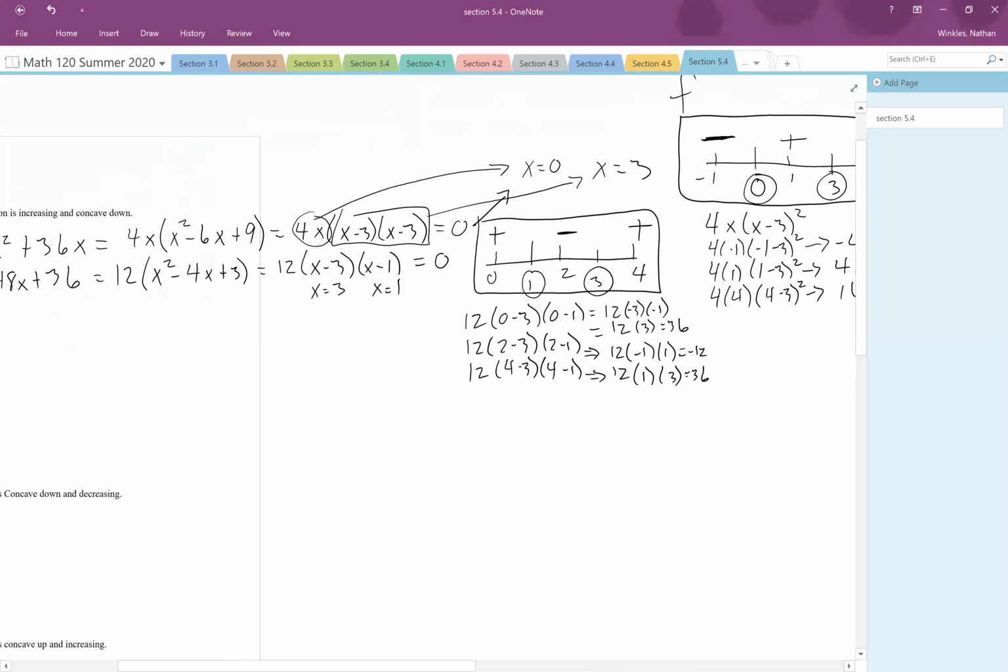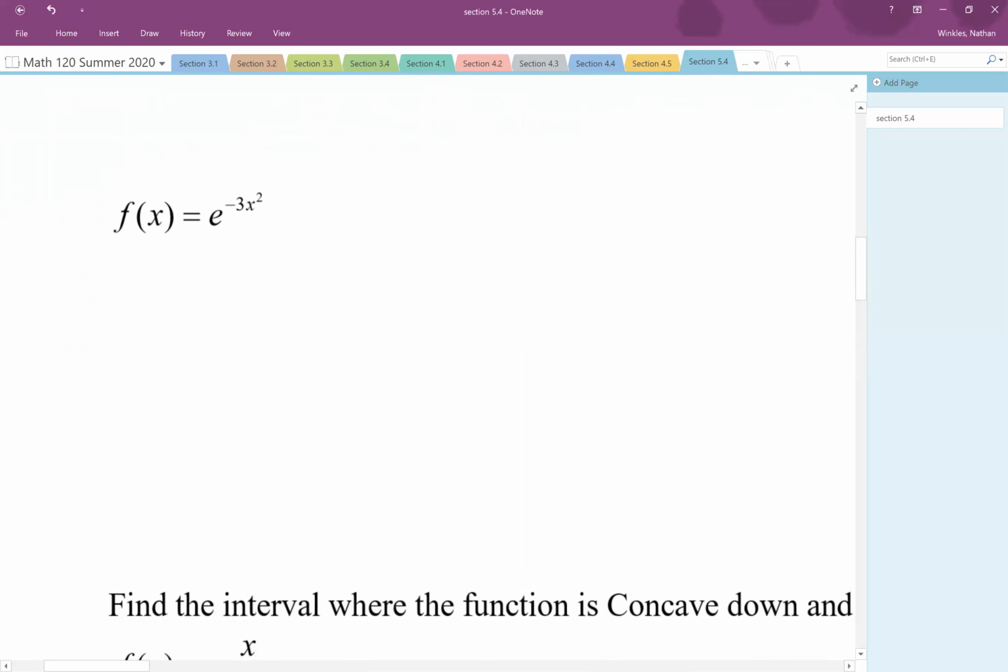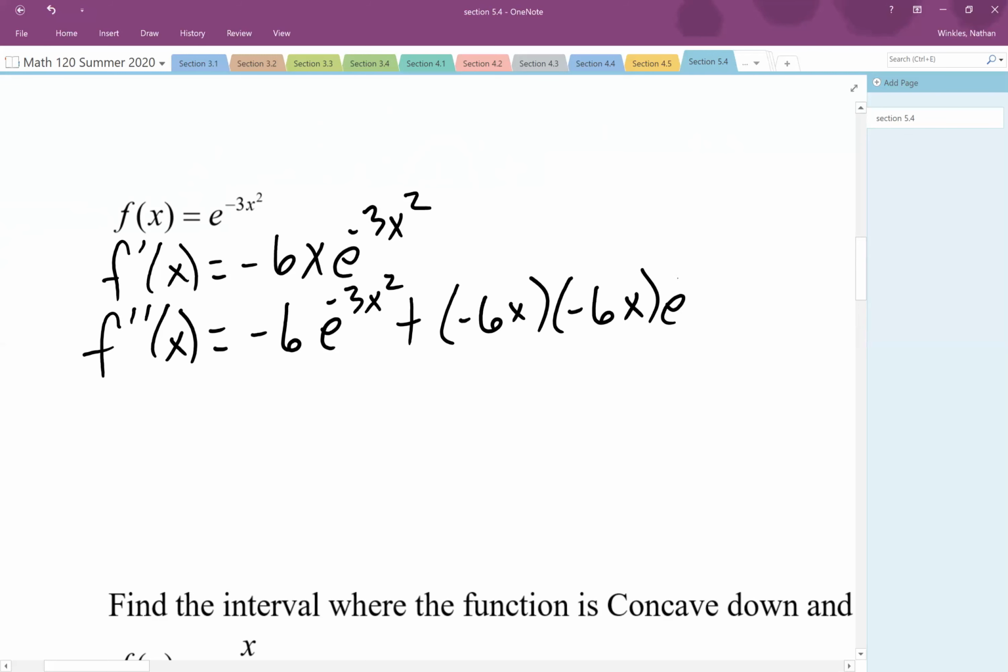It's a lot of work, but it's stuff we already know how to do. So let's do the same thing for this one. F prime of x is minus 6x e to the minus 3x squared. F double prime of x is minus 6e to the minus 3x squared plus negative 6x times minus 6x e to the minus 3x squared. So minus 6e to the minus 3x squared plus 12x squared e to the minus 3x squared.